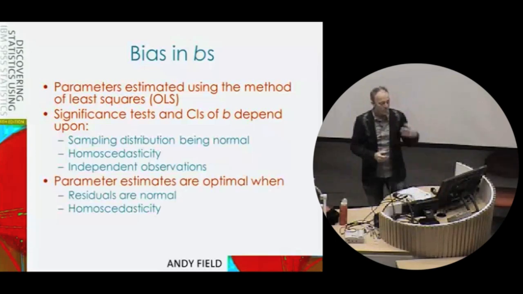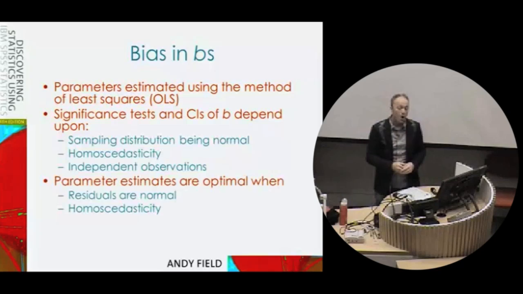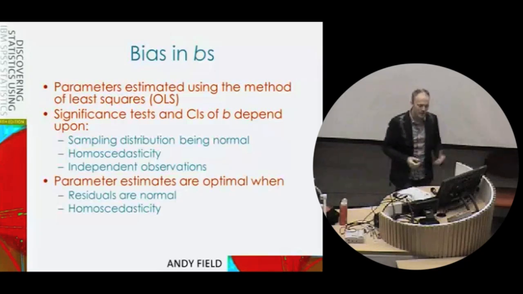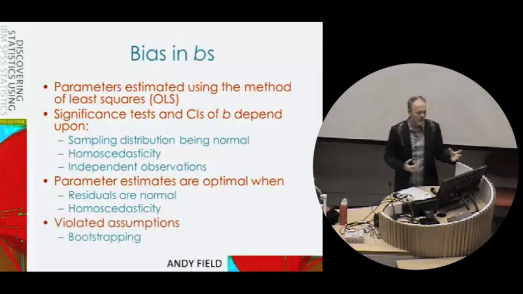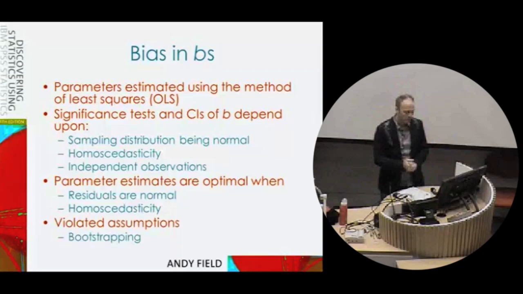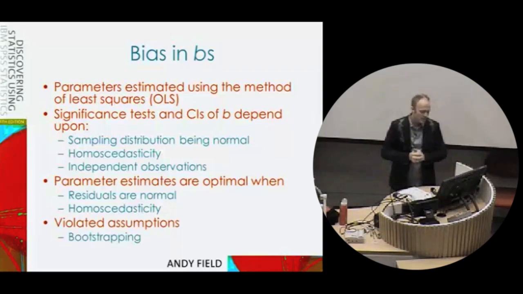We also saw that our parameter estimates, so the estimates of beta, are optimal using ordinary least squares when the errors in the model are normal, and again, if we have homoscedasticity. I'm going to talk about this a bit more next week. What I want to focus on now is how to ensure accuracy of the significance tests and confidence intervals. And we can use this thing called bootstrapping.